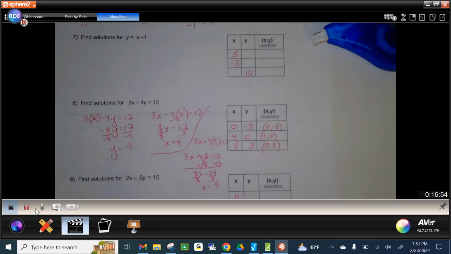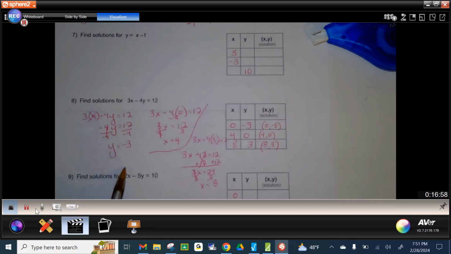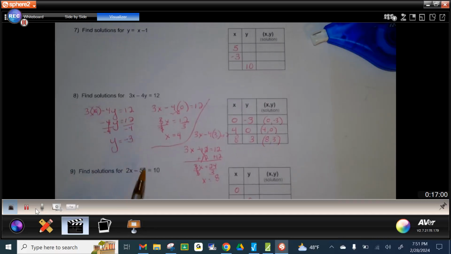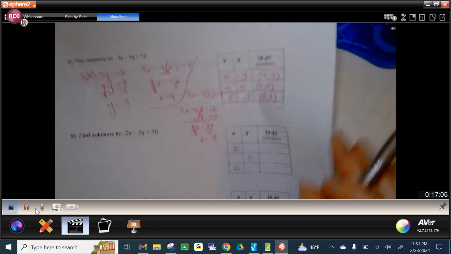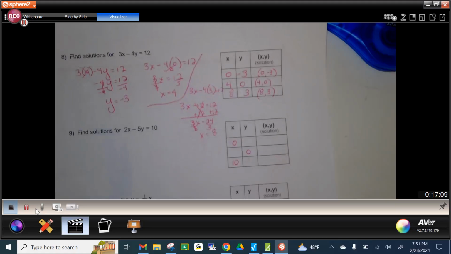You're going to put 0 in for x and see what you get for y. It looks very much like this one up here, where the 2x cancels out. Okay, so try this one using the same idea. Put 0 in for x, put 0 in for y, then put 10 in for x.